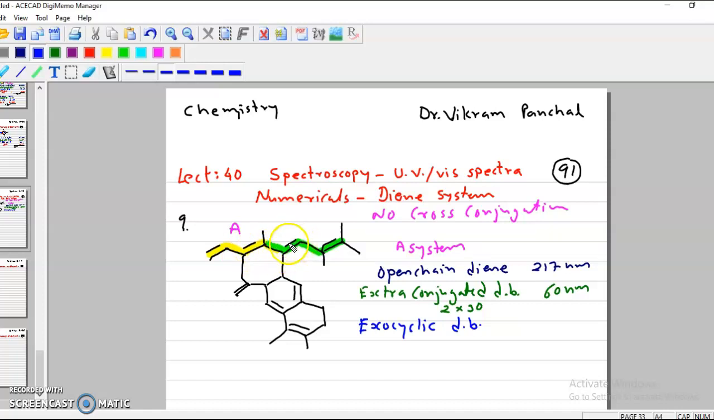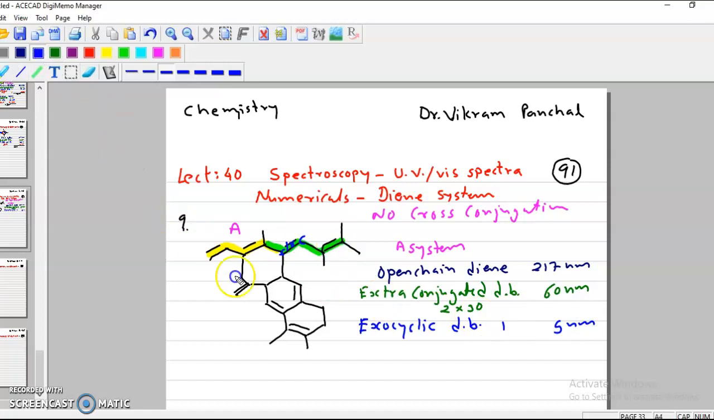Next is the third double bond, which is in green, and here this carbon is a part of this double bond, second carbon is outside the ring. So this will be exocyclic double bond for this one. So there is only one exocyclic double bond. So 5 nanometer for exocyclic double bond. And no question for this because there is no ring over here.